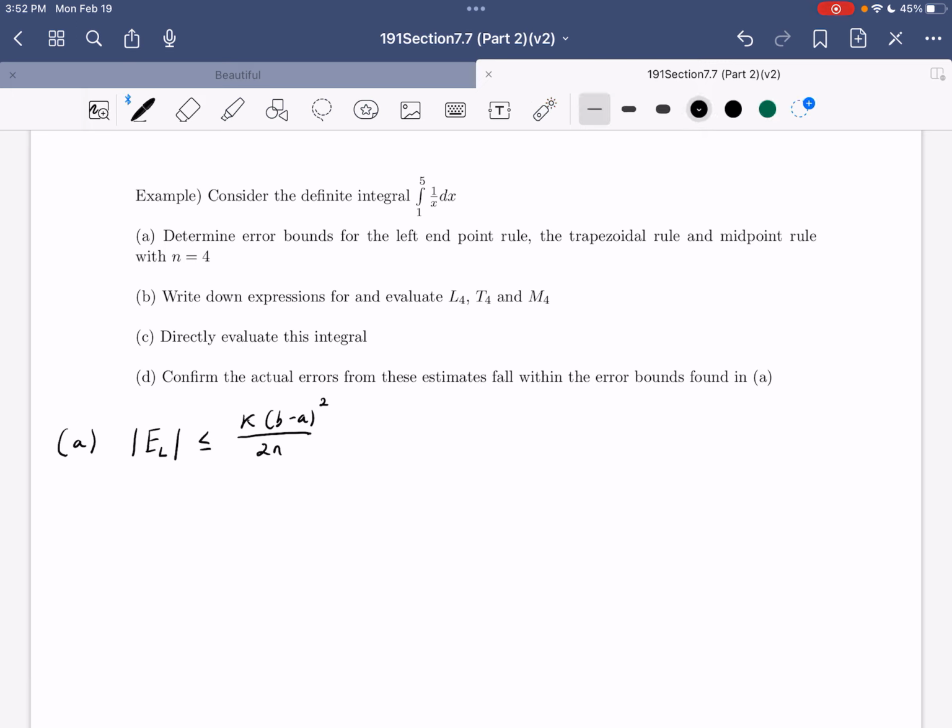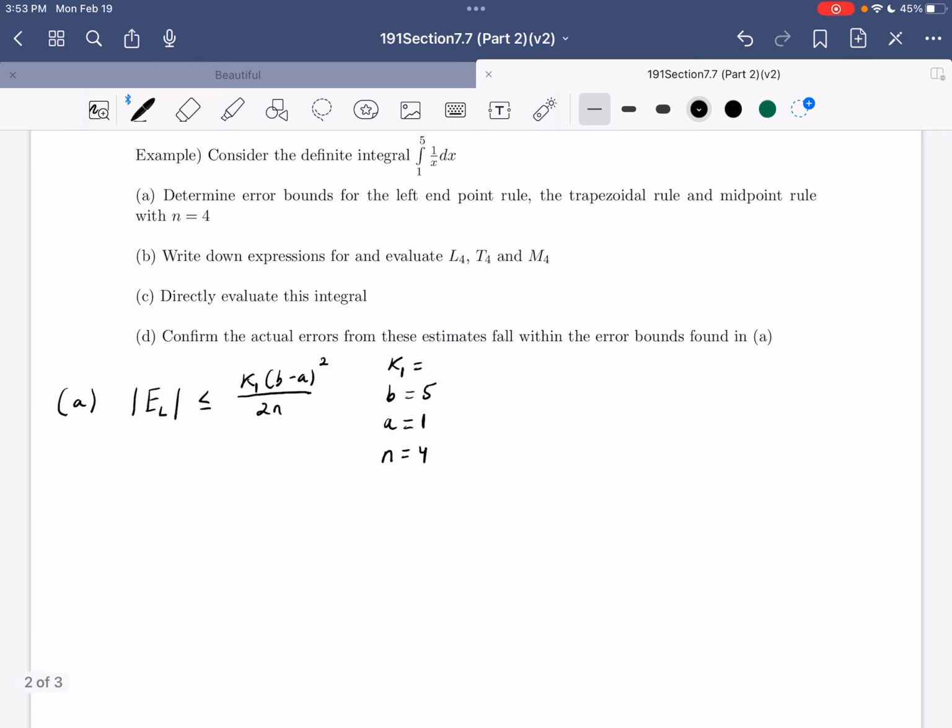Now, to plug into this formula, sorry, that's a K1 there, we basically need to know 4 things. We need to know K1, B, A, and N. So let's start with the easy ones. B and A represent the ends of the interval. That's that 5 and that 1. So we know that B is 5 and A is 1. And of course, we're doing this with 4 partitions, so N equals 4.